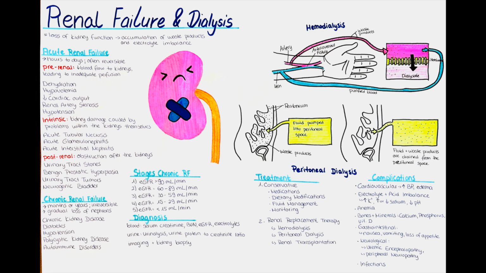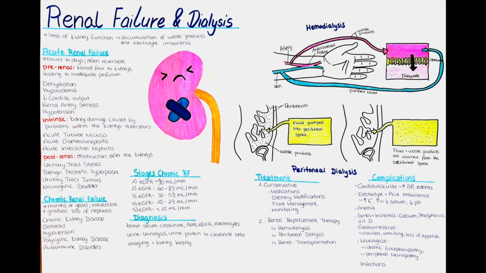Pre-renal acute renal failure occurs when there is a decrease in blood flow to the kidneys, leading to inadequate perfusion. Common causes include dehydration, which can be due to reduced fluid intake, excessive fluid loss, for example by vomiting or diarrhea, or severe burns can lead to decreased blood volume and subsequently reduced renal perfusion.